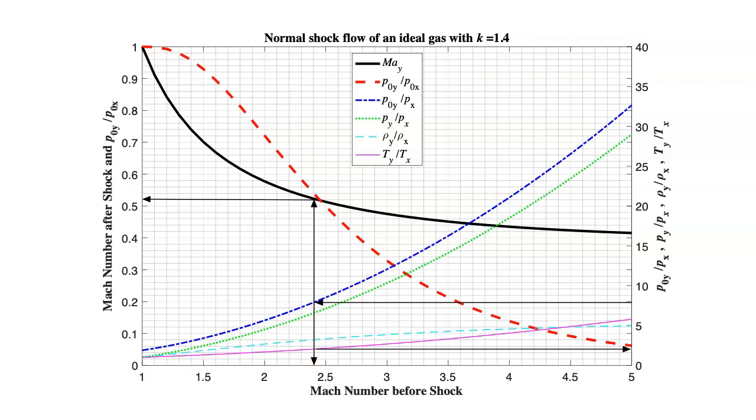Looking ahead to Part B, we read that the Mach number after the shock is about 0.52, given by the black line in the scale on the left, and the temperature ratio across the shock is about 2.1, given by the pink line in the scale on the right.